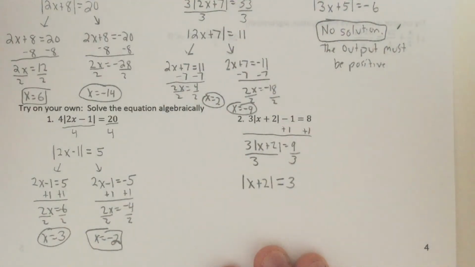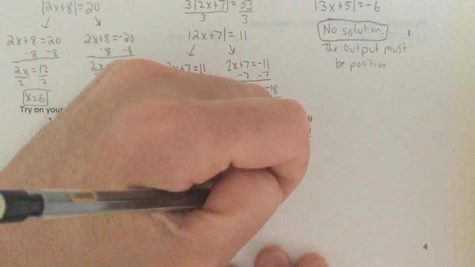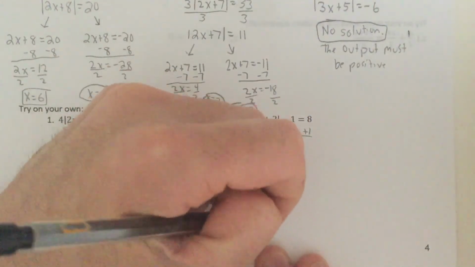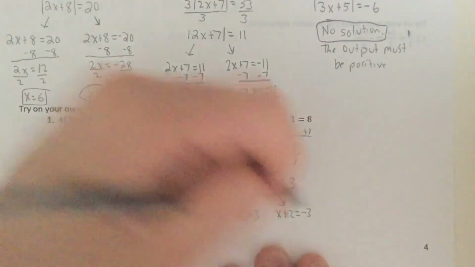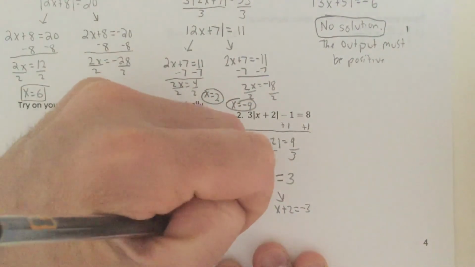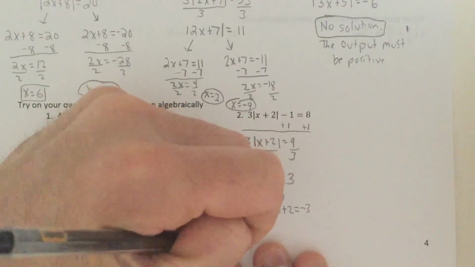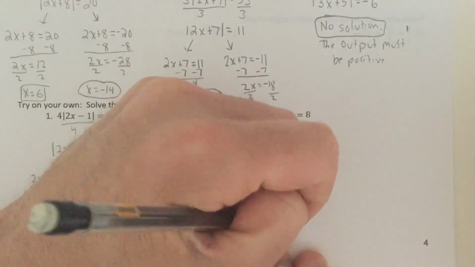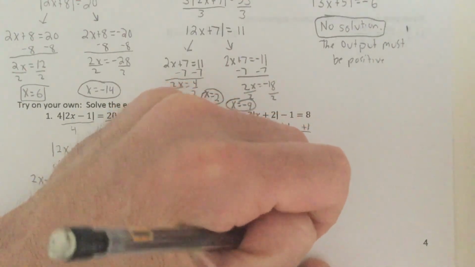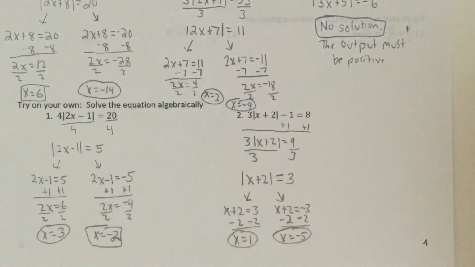And the way I undo that absolute value is to make two equations. x plus 2 equals positive 3, and x plus 2 equals negative 3. And then I just solve two equations. So here I'm subtracting 2, so x equals 1 is one answer, and then x equals negative 5 is my other answer.